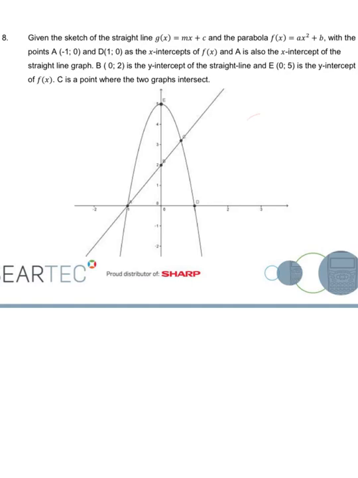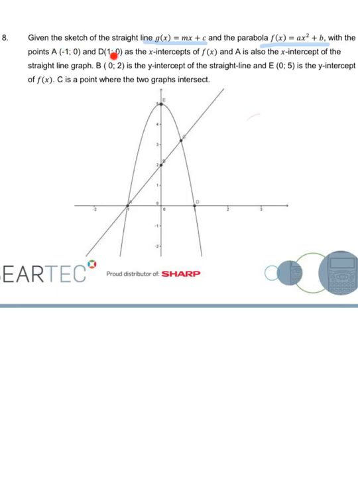Okay, so here we're going to have a look at just the parabola and how to deal with it. A couple of important points. g of x is equal to mx plus c, and f of x is equal to ax squared plus b. These are obviously the general equations. We are going to have to find the specific equations. So just a couple of interesting points.